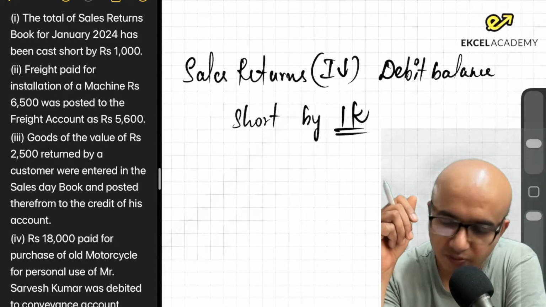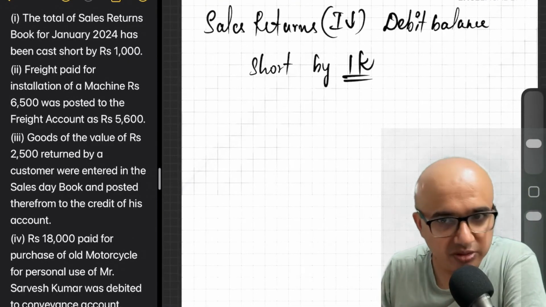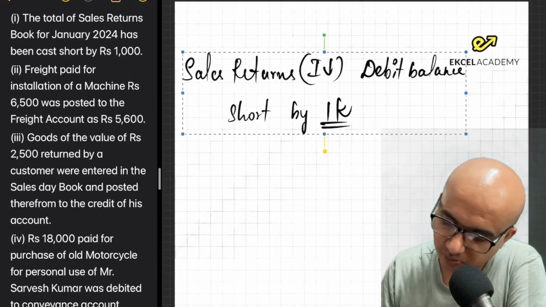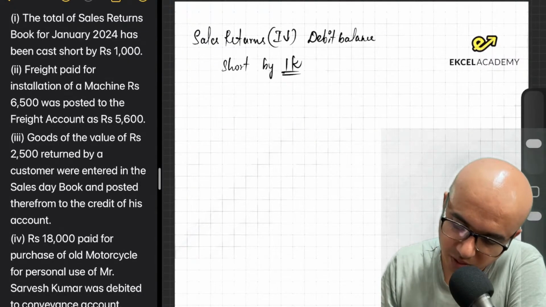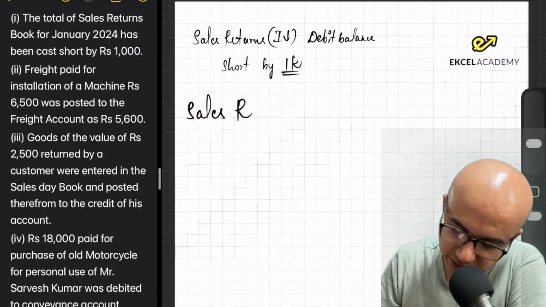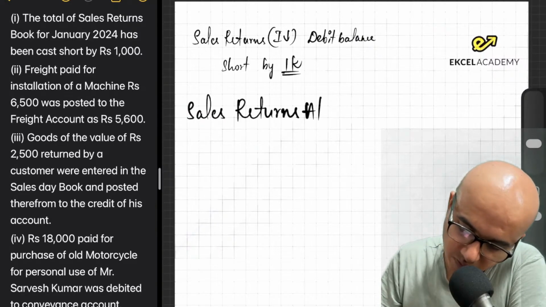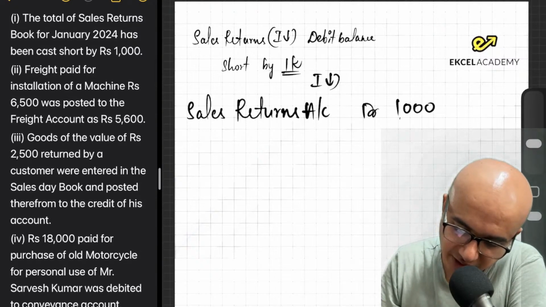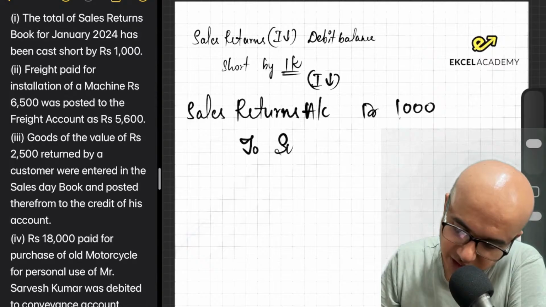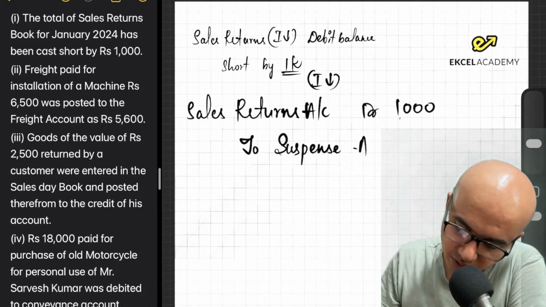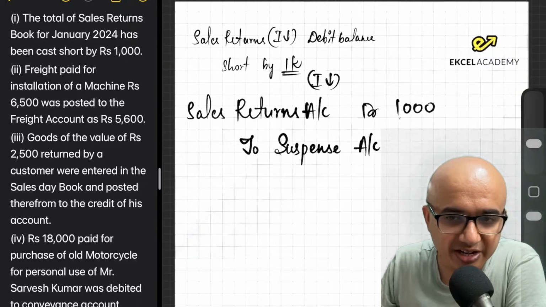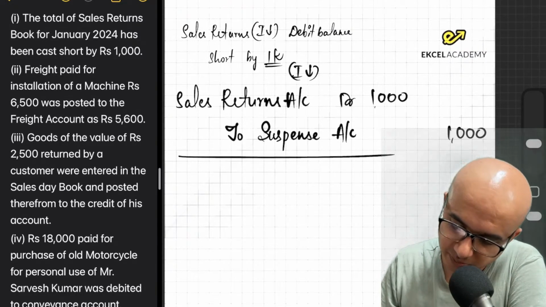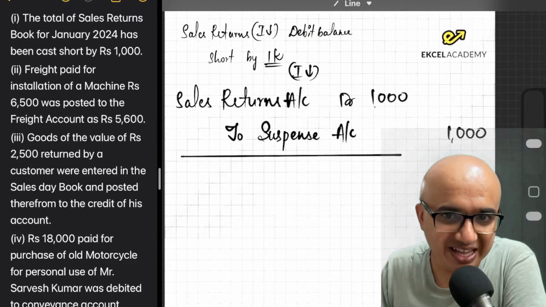All we have to do is pass an entry where the sales returns balance will increase. So let's see how to do that. Sales returns account debit 1000, increasing the balance, that is reduction in income debit, to suspense account. This is a one-sided error. All the one-sided errors can be rectified only by using the suspense account, 1000. That is the entry which we are supposed to pass in this case.